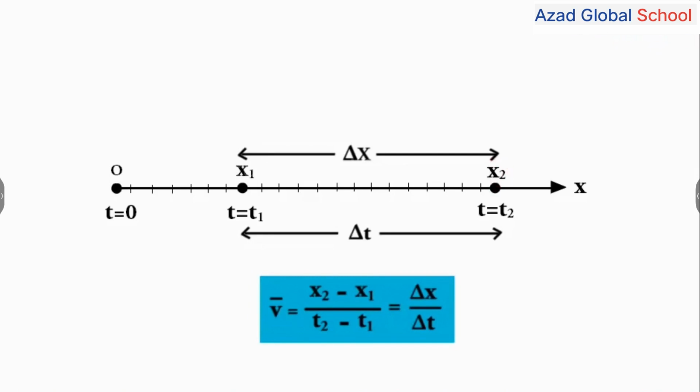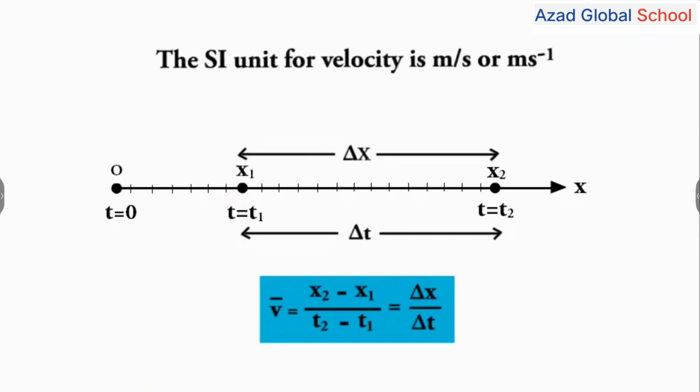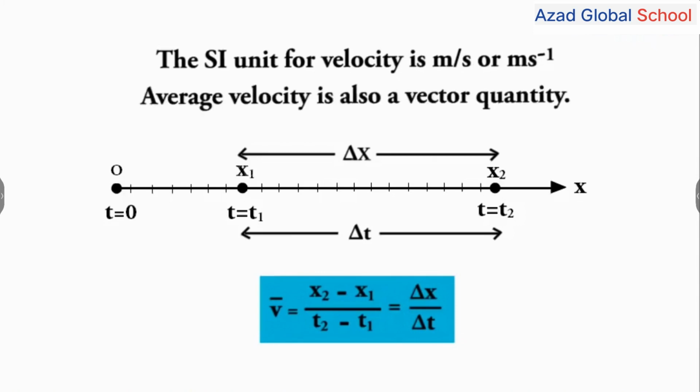where x2 and x1 are the positions of the object at time t2 and t1 respectively. The SI unit for velocity is meter per second. Like displacement, average velocity is also a vector quantity.